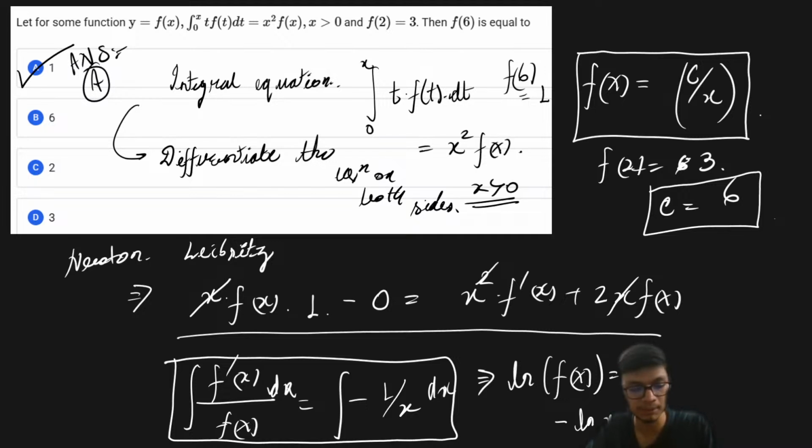The question was very, very simple. We just need to integrate once we get a differential equation, and in order to get the differential equation, we just have to differentiate both the sides because we have a variable definite integral. So whenever you see a variable definite integral, the best way to get to the differential equation is to differentiate both the sides.